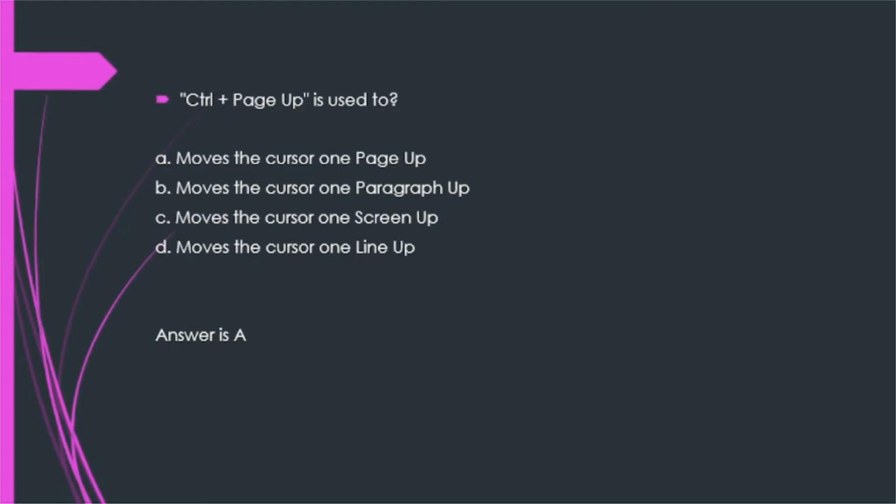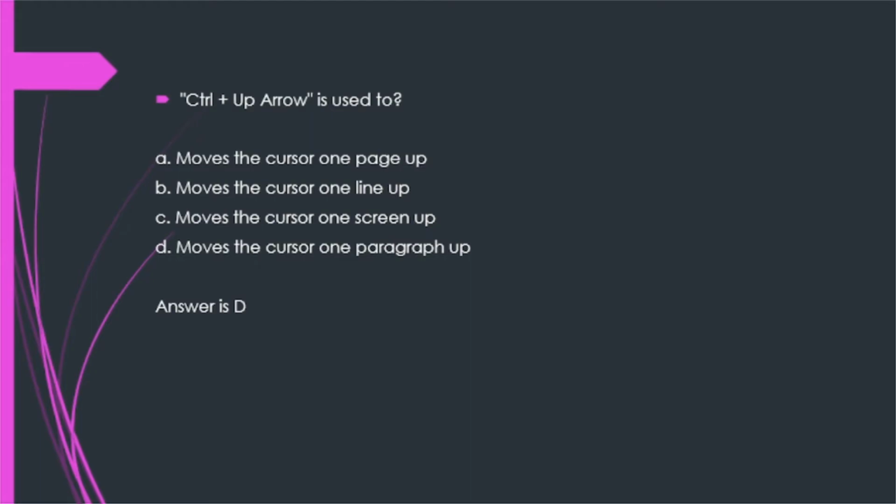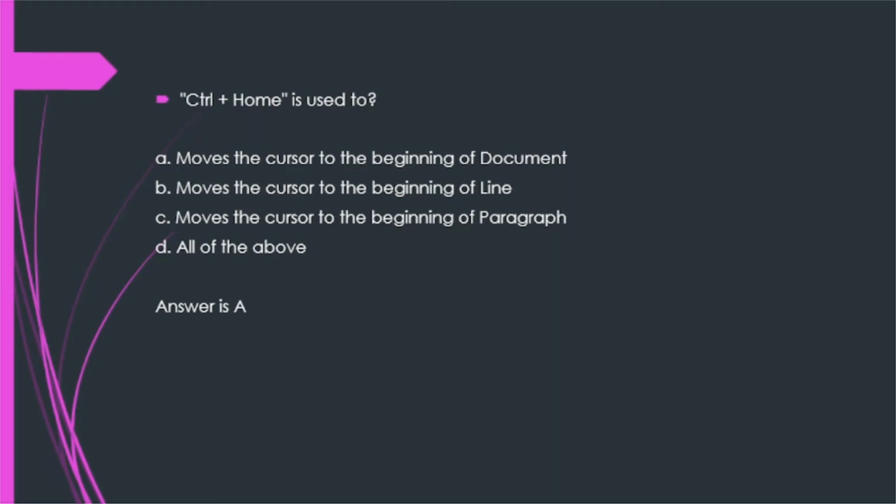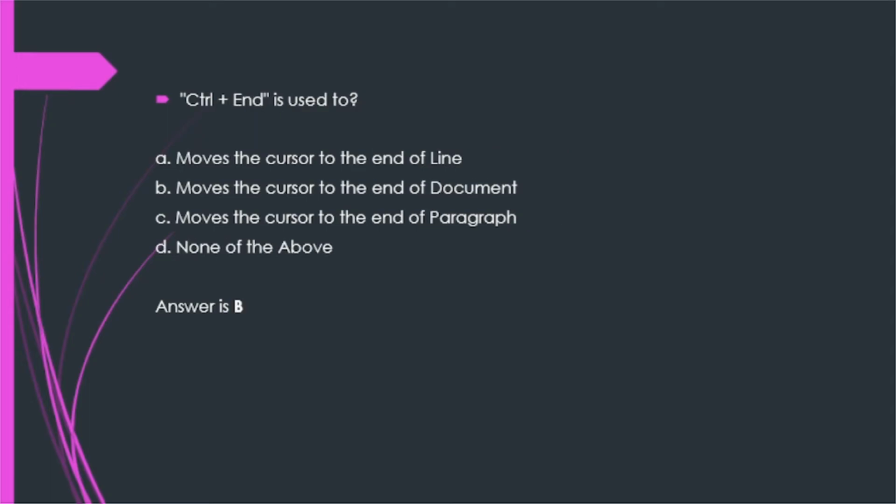Control plus up arrow is used to. The correct answer is D. Move the cursor one paragraph up. Control plus home is used to. The correct answer is A. Move the cursor to the beginning of the document. Control plus end is used to. The correct answer is B. Move the cursor to the end of the document.